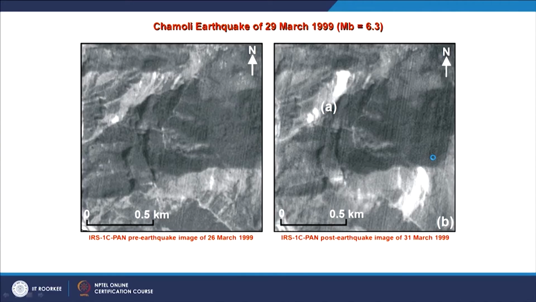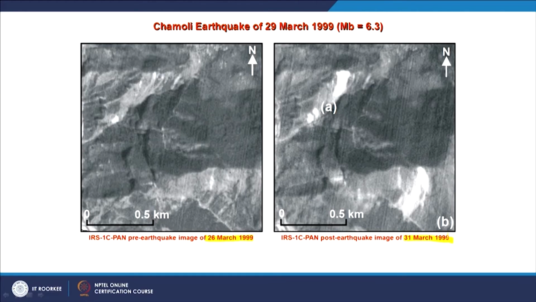Now, results are like this: on the left side you are seeing the pre-earthquake image of 26 March 99, here you are seeing the post-earthquake image of 31st March 99, and the earthquake occurred on 29th March, that means between these two dates. This is something like matching two images or figures, but it is not very convenient.